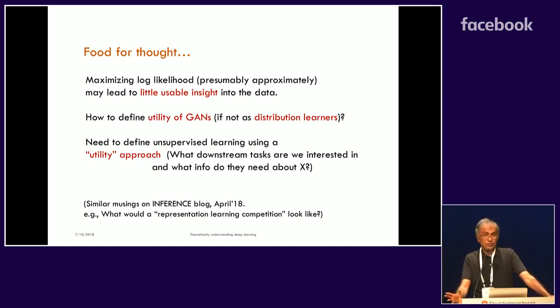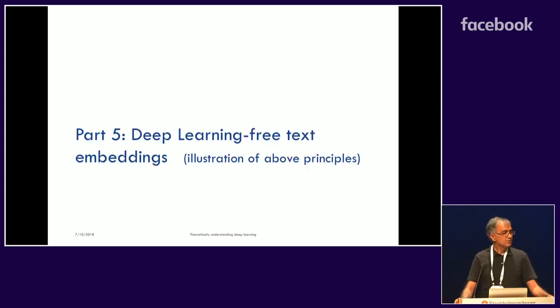For theory also, this is a great question: think about unsupervised learning via some utility approach, maybe formalize what downstream tasks we're interested in, and what info they need about X. This sounds like vague, mealy stuff, right? Okay, so let's go on to the next section, which is an illustration of these principles.